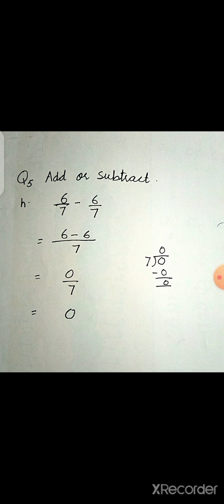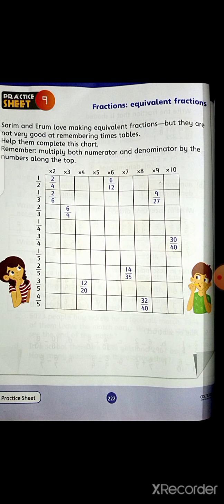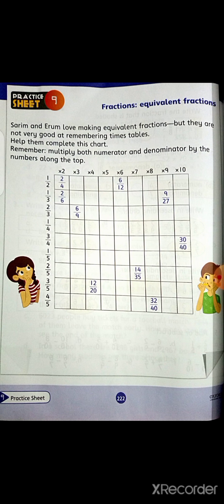So next page, page number 222, practice worksheet number 9, fractions, equivalent fractions. I'm going to read. Sarim and Iram are making equivalent fractions, but they are not very good at remembering times tables. Help them complete this chart. Remember, multiply both numerator and denominator by the numbers along the top. Then you will get the equivalent fractions.